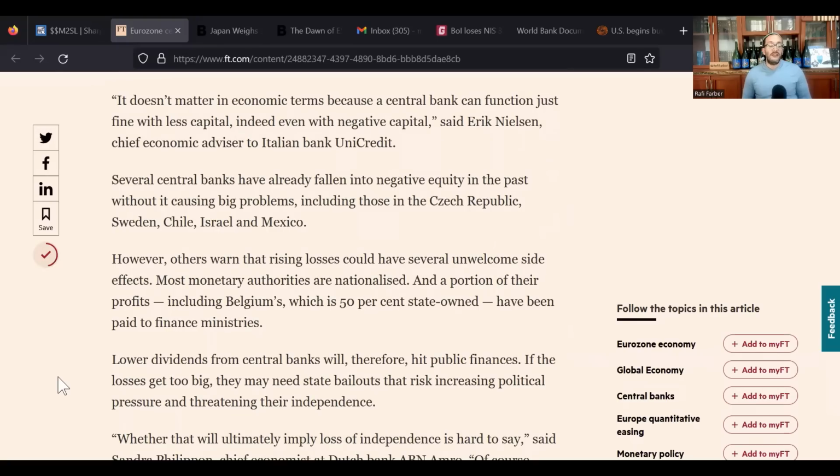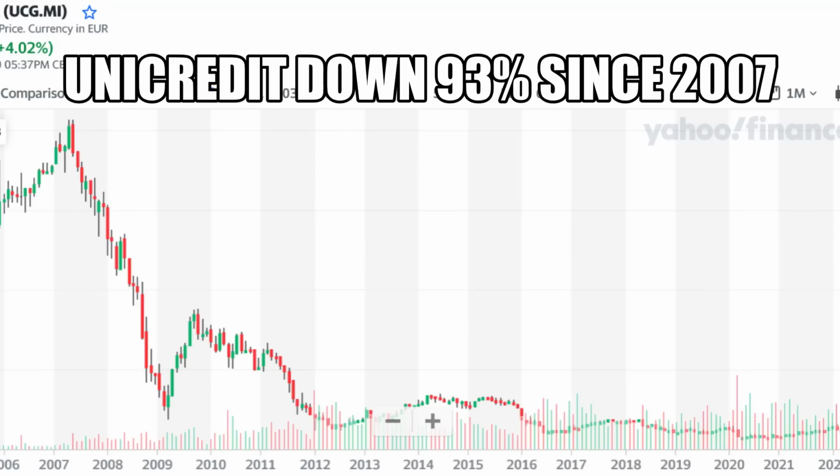And here is the FT trying to convince us that none of this actually matters. It doesn't matter in economic terms because a central bank can function just fine with less capital, indeed even with negative capital, said Eric Nielsen, chief economic advisor to Italian bank Unicredit.